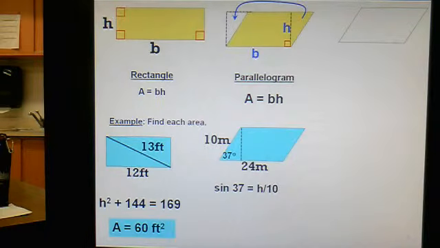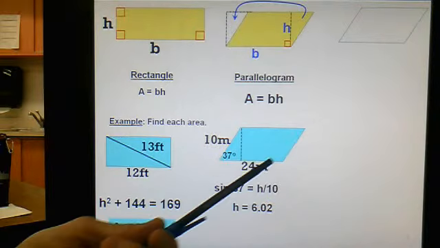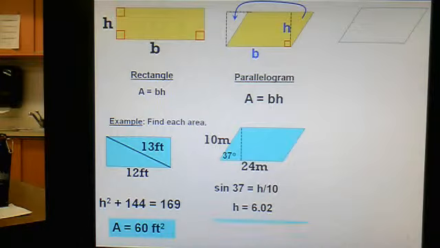Sine of 37 is equal to h, this one, over 10. Do some calculations on that. I believe it ends up being 6.02. Now you've got your height. Now you can multiply by the original base, which was 24, and you should get an area of 144 square meters. So if you found that, fantastic. If not, go back and relook at it. Did you apply some trig on there to get that value?